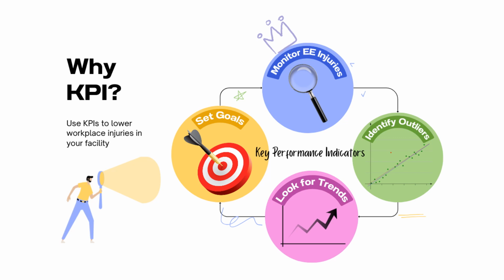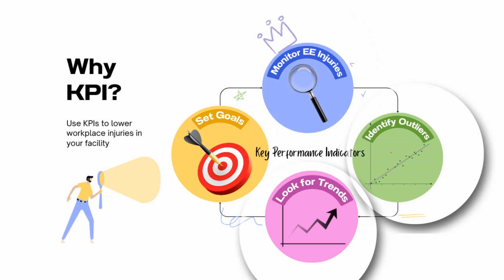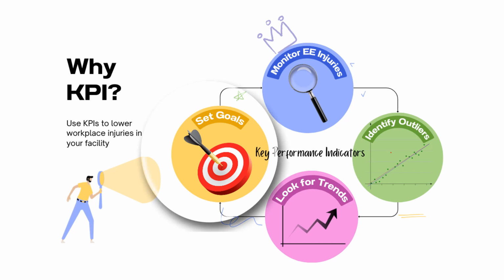Some advantages to having a regularly scheduled KPI include being able to better monitor employee injuries, looking for trends and identifying any outliers, setting reduced injury target goals within your company for the following year and continuing to lower those targets annually on an ongoing basis.